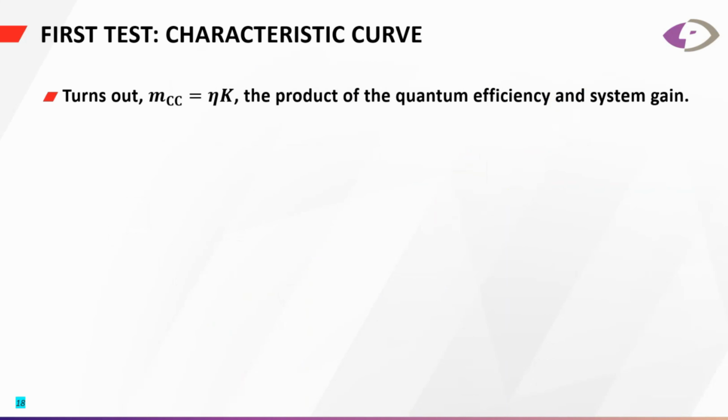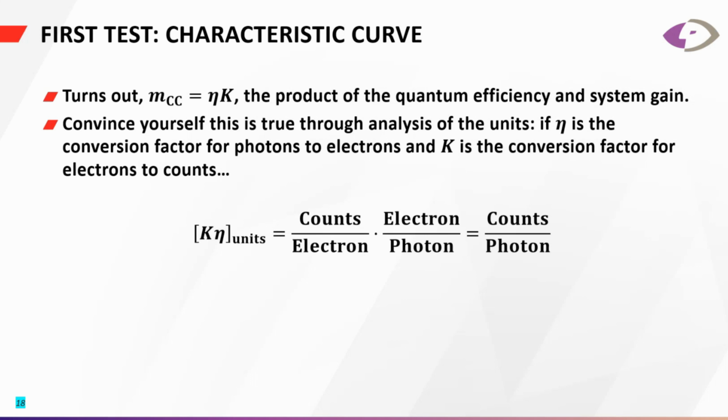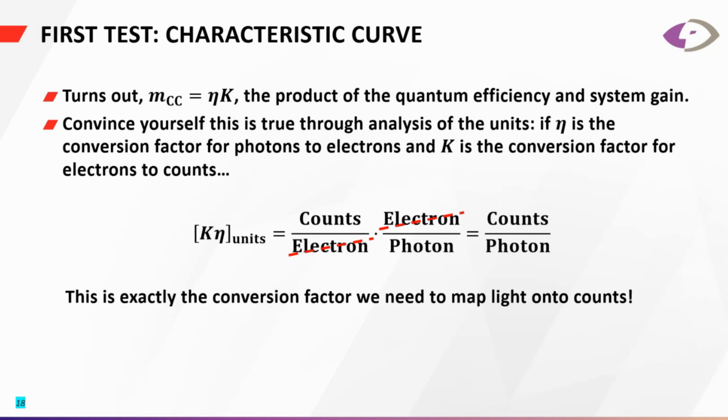And we can actually convince ourselves this is true by looking at the units. We know that quantum efficiency is in fact the conversion factor from photons to electrons, and we know K, the system gain, is the conversion factor for electrons to counts. So looking at this here, we see counts per electron times electrons per photon. The electrons cancel, and we're just left with counts per photon, which is exactly the conversion factor that we need to map the light into counts. So we have now determined that the slope of the characteristic curve is the quantum efficiency times the system gain.